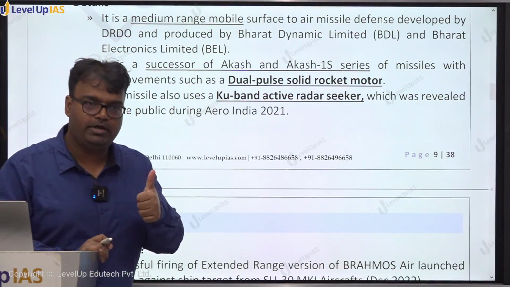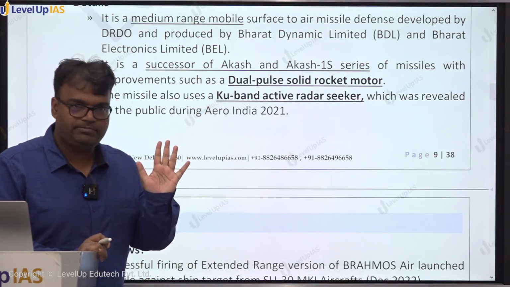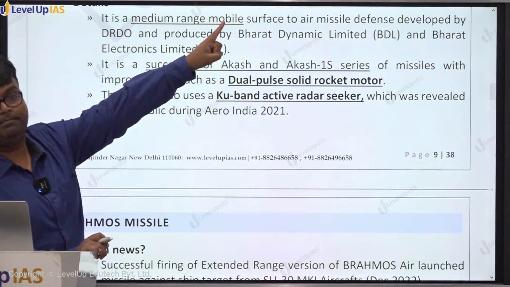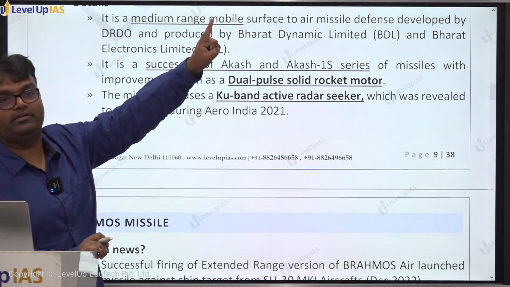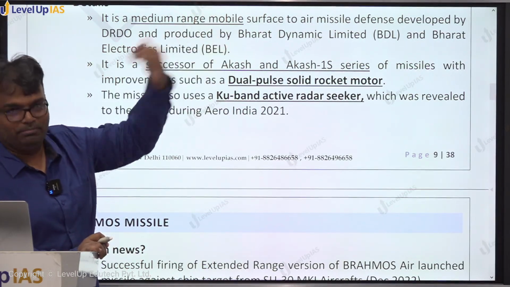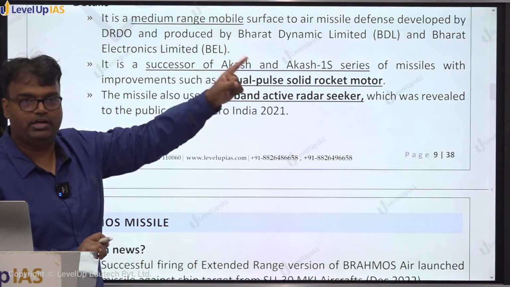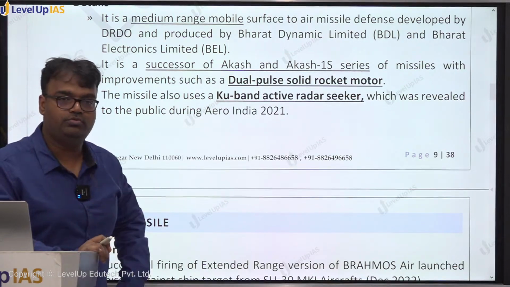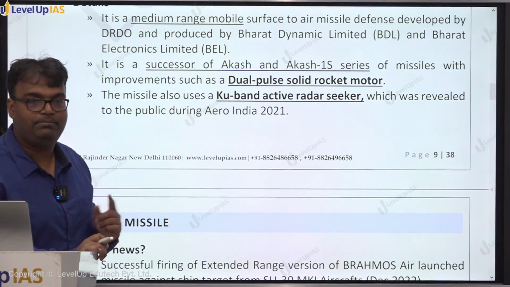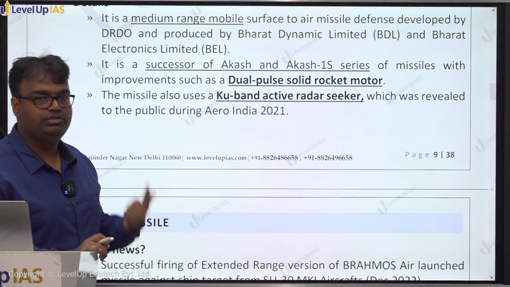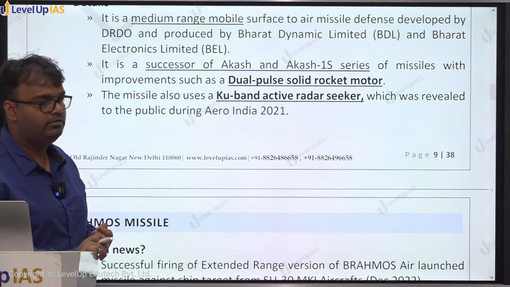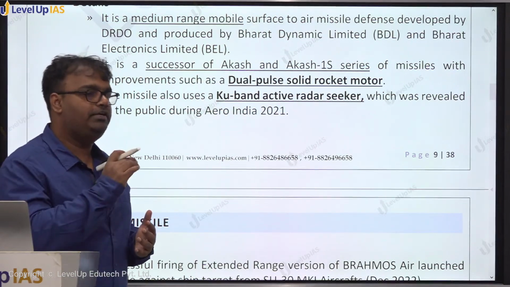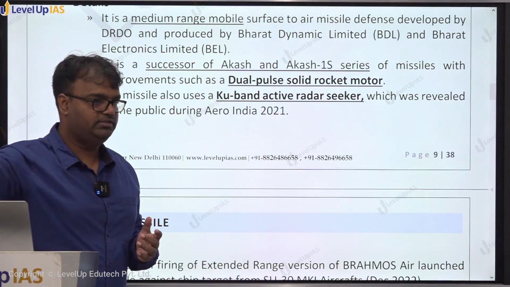Do we understand what KU band is? We have studied this in space. So it uses a KU band active radar system to target, see, it is surface to air, so in the air another missile or aircraft will be coming, and it is made to target that, which was revealed to the public during Aero India 2021. Its 4th test has happened recently. Akash New Generation. Fire and forget, like the ballistic missiles, where you have fired it and then you know it will hit the target, that kind of fire.